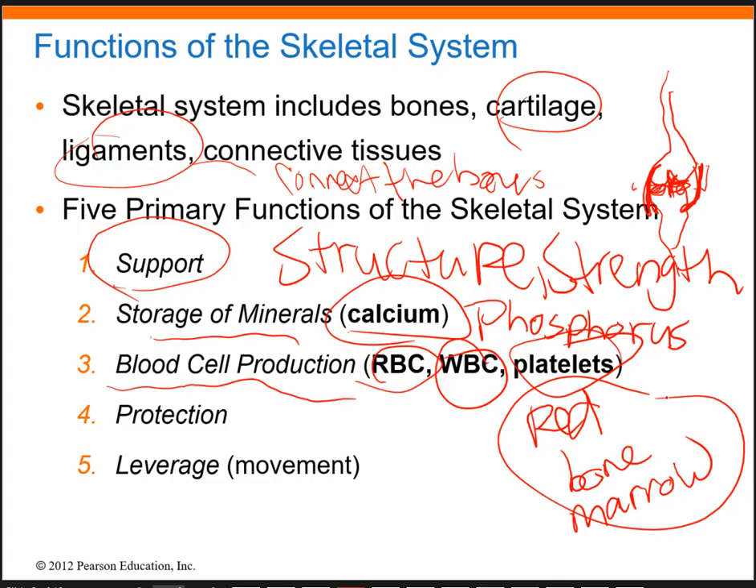There is also such a thing called yellow bone marrow, and we store lipids like triglycerides in the yellow bone marrow, but we're going to really focus on red bone marrow.